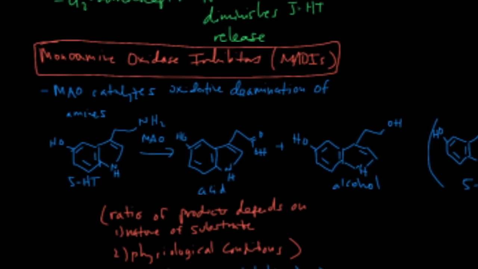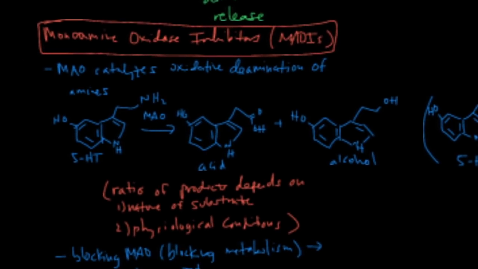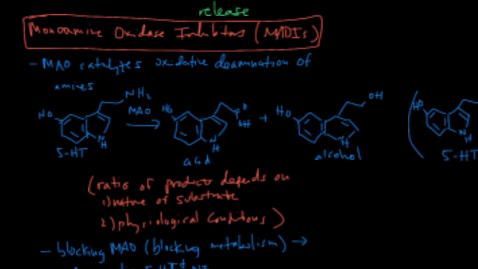Your monoamine oxidase inhibitors. So, monoamine oxidase is an enzyme that catalyzes the oxidative deamination of amines. Oxidative deamination means you're adding oxygens, and deamination means you're removing the nitrogen. To illustrate this, you have serotonin over here. Now, MAO is going to catalyze it. If you look at this amine, it's going to turn into a carboxylic acid, so over here is your acid, and it's also going to turn it into an alcohol, so here's your alcohol. So monoamine oxidase produces both acids and alcohols, not just one or the other.